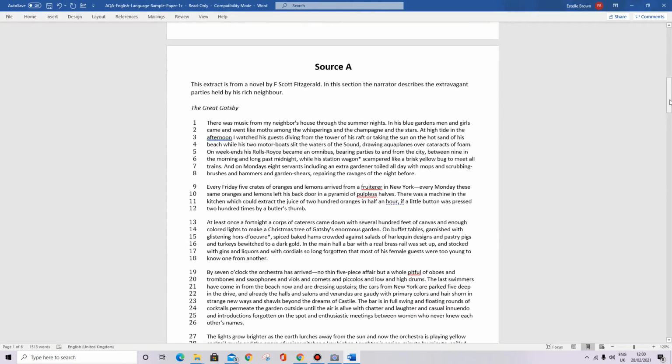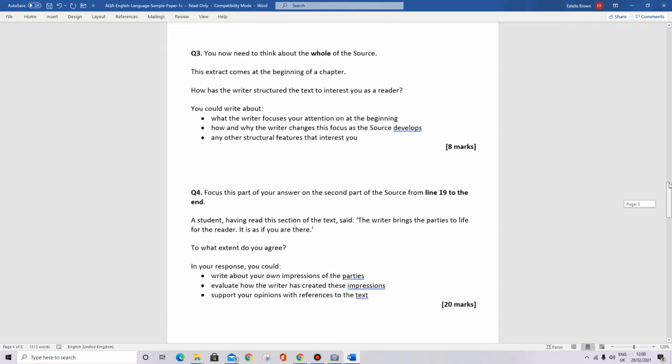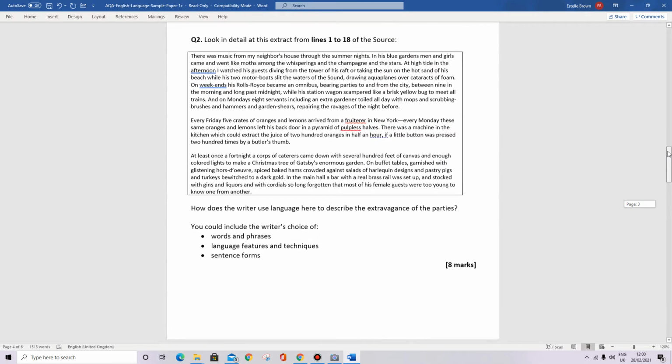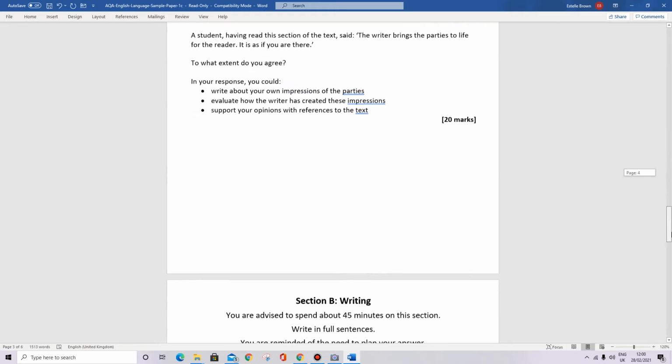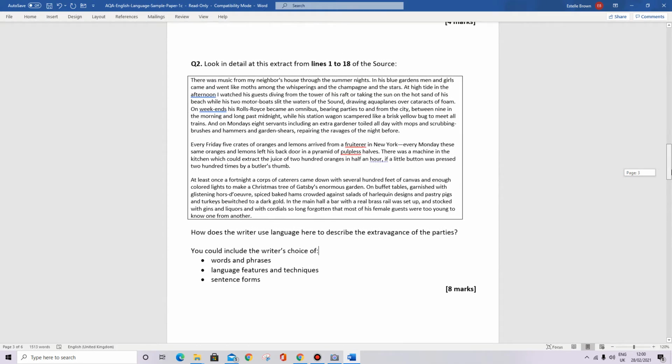Right, so let's go and have a look at question 4 and what it's actually asking. The writer brings the parties to life for the reader. It is as if you are there. Okay, so the parties, and it's really vivid. So parties and vivid is what I'm focusing on for that. And then let me just have a look at question 2 as well. Well, question 2 is actually about the parties as well. Brilliant. Okay, so the extravagance of the parties and how vividly they're brought to life.